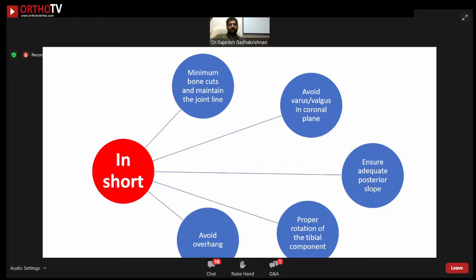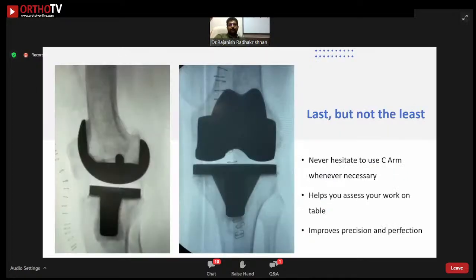So in short, how to get your tibial cut right? Minimum bone cut should be there and maintain the natural joint line. Avoid varus valgus in the coronal plane. Ensure adequate posterior slope and proper rotation of the tibial component. Avoid overhang. Last but not the least, never hesitate to use CRM whenever necessary. It helps us to assess your work on table and improves your precision and perfection.